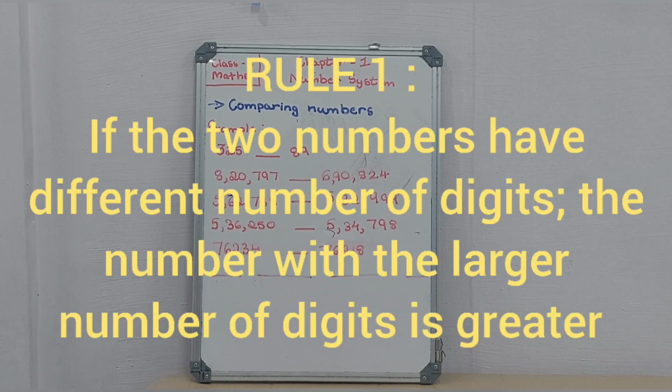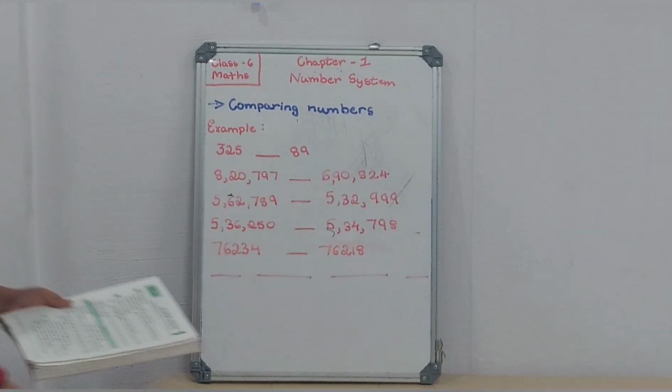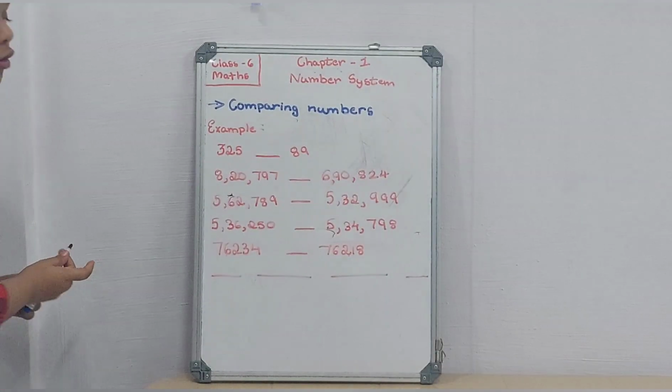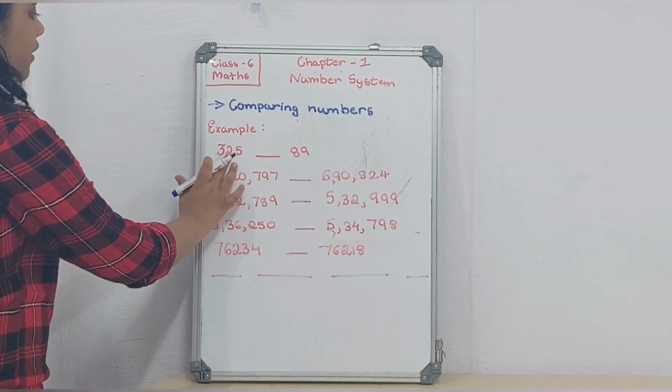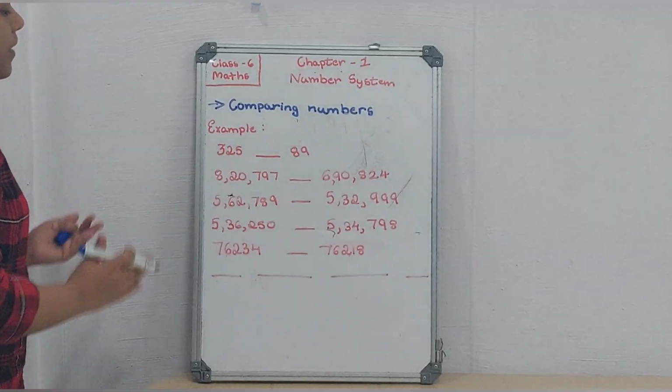Rule number 1 is, if the two numbers have different number of digits, the number with larger number of digits is greater. Let us see an example. Over here we have 325. I hope you all know about the place value, right? Yeah. So this is 325. This is 89. So which is bigger?